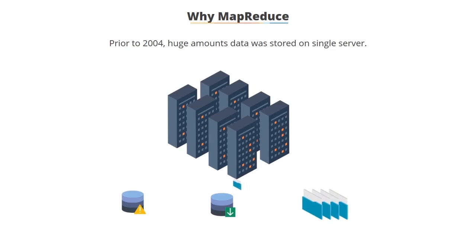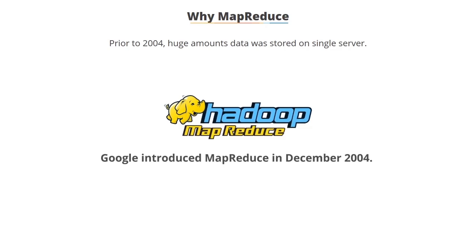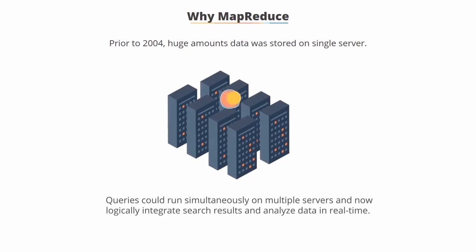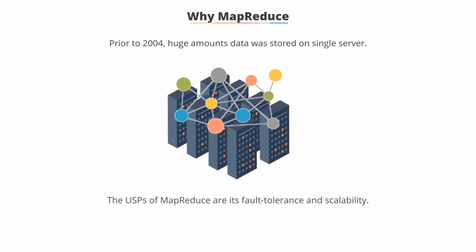To counter this, Google introduced MapReduce in December 2004, and the analysis of datasets was done in less than 10 minutes rather than 8 to 10 days. Queries could run simultaneously on multiple servers and now logically integrate search results and analyze data in real time. The USPs of MapReduce are its fault tolerance and scalability.